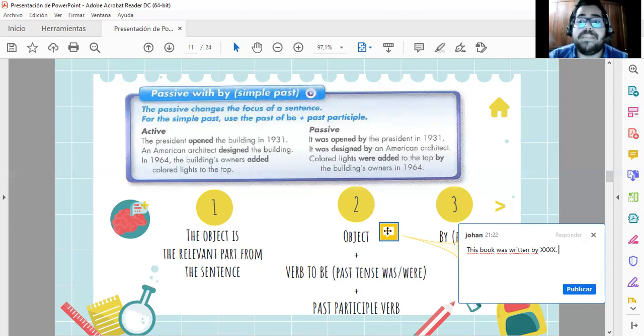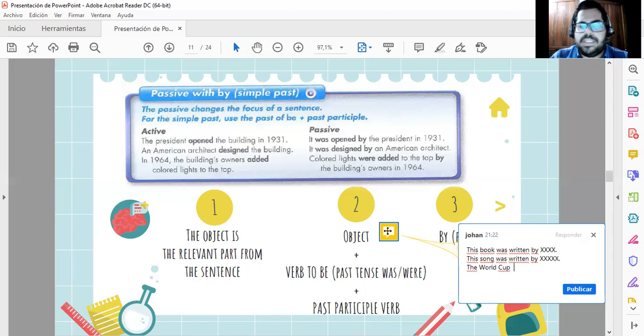So this book was written by, for example, guys, this song was written by this band, okay? What else could be, guys? Let's think about objects. If, for example, let me think about, let me see. It could be, for example, the World Cup.